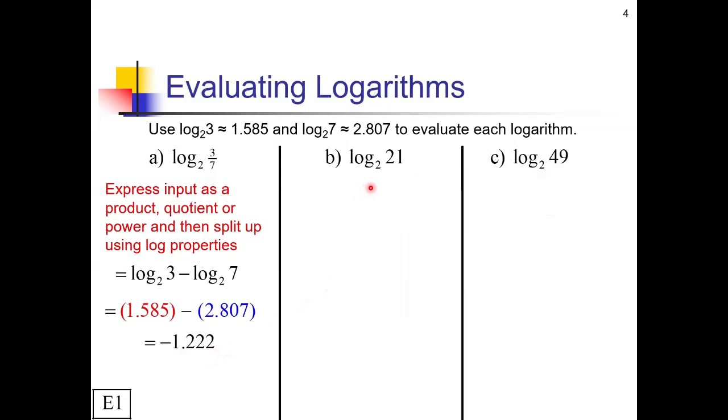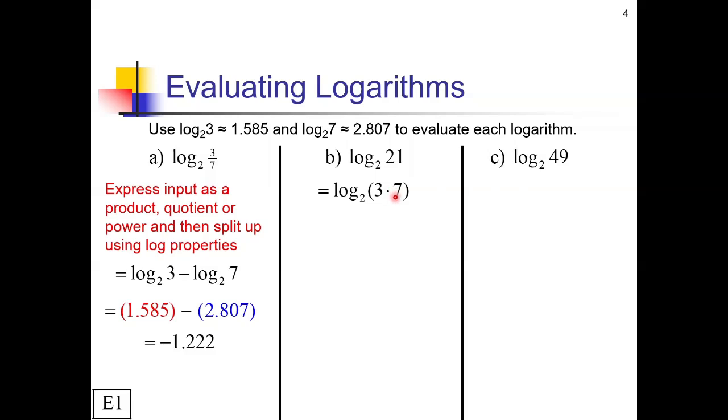All right, now for this next one, it wasn't really any of those three things, product, quotient, or exponent right off the bat, but we can split 21 up. And the key is to look at the numbers they gave us, 3 and 7. Like, how does 21 relate to 3 and 7? Oh, well, 21 is 3 times 7. So we can treat this as a product.